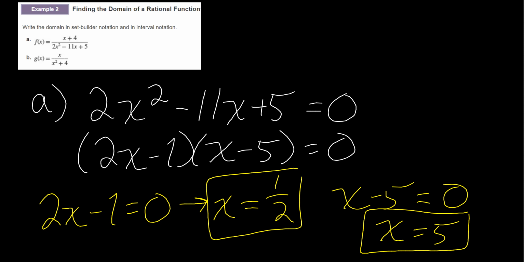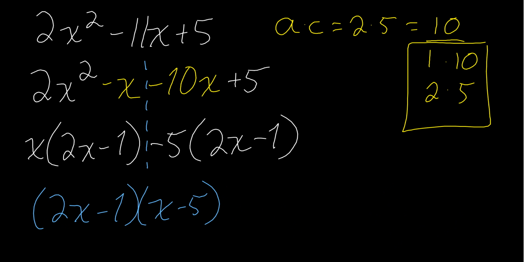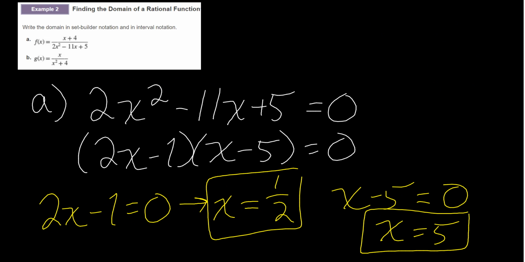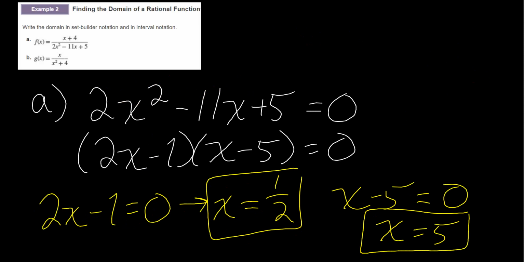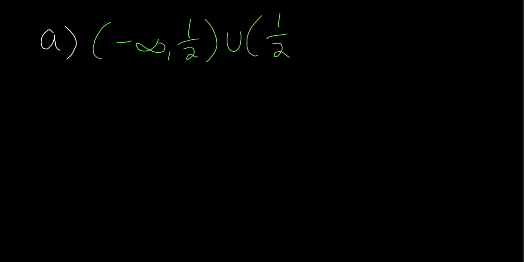So let's go one more page here. So A continued. So what was it? I'm sorry, 1/2 and 5. So my solution here, if I wrote this in interval notation, would be, they're both positive, okay, from negative infinity to 1/2, unioned with 1/2 to 5, unioned with 5 to infinity.